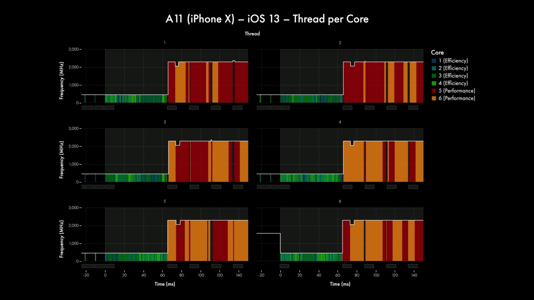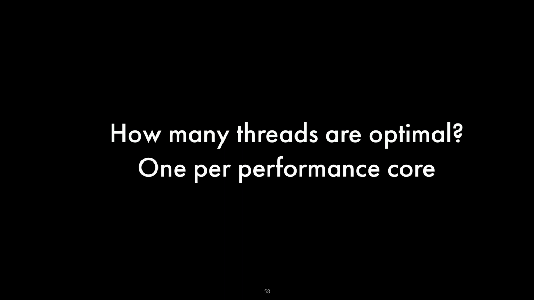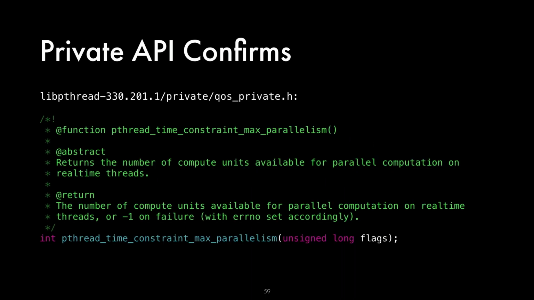So this is purely scheduler dependent as far as I know. It maybe could schedule threads onto all cores, but it chooses not to. So the answer to the question is 1 DSP thread per performance core. And there's actually a private pthread API that confirms this. It returns 2 on iPhones, which have 2 cores in the performance cluster.